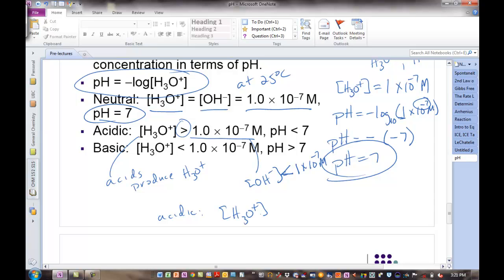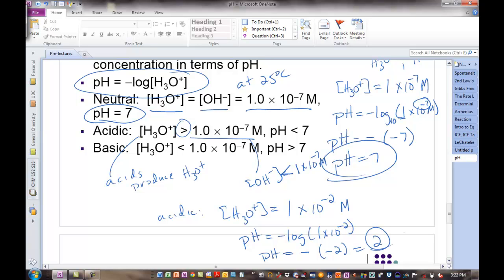Now, as a calculation, let's say acidic. Hydronium has gone up. We've added acid. Our hydronium is now 1 times 10 to the negative 2nd molar. If we take the negative log of that, we're going to get negative of a negative 2. So we're going to get a negative 2 when we take that log, change the sign, pH is 2. So if hydronium goes up, as it will in an acidic solution, our pH goes down because it's a negative log scale. So low pHs, pH is less than 7.